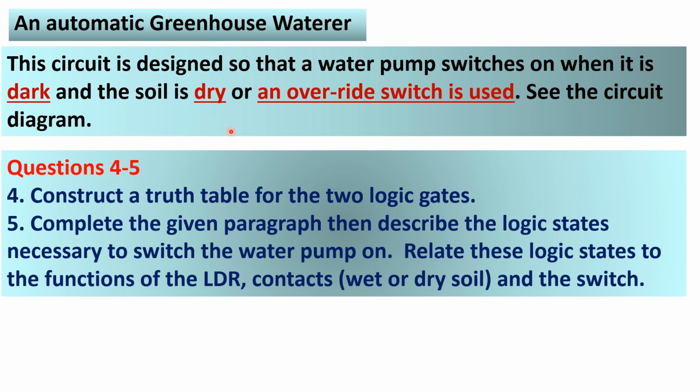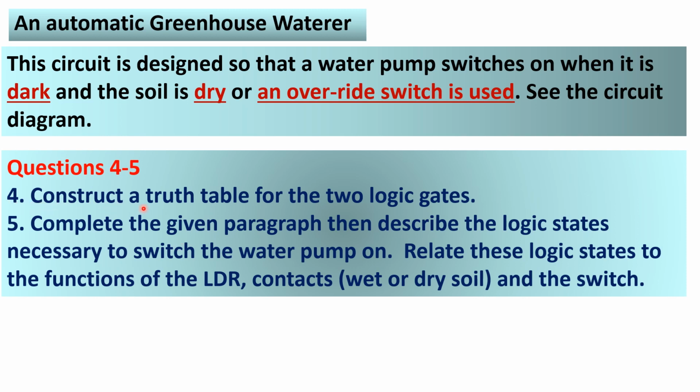Alright, so an automatic greenhouse water, the circuit is designed so that the water pump switches on when it is dark and the soil is dry, or an override switch is used. Okay, you may refer back to the circuit diagram. Here are the specific questions 4 to 5.